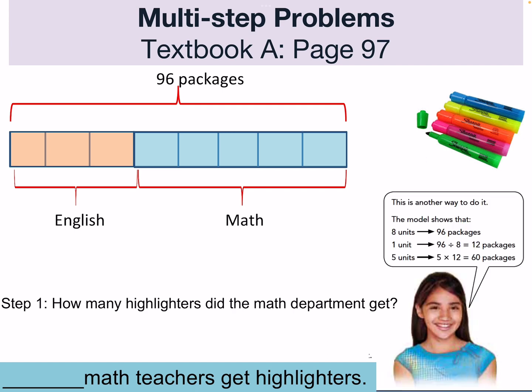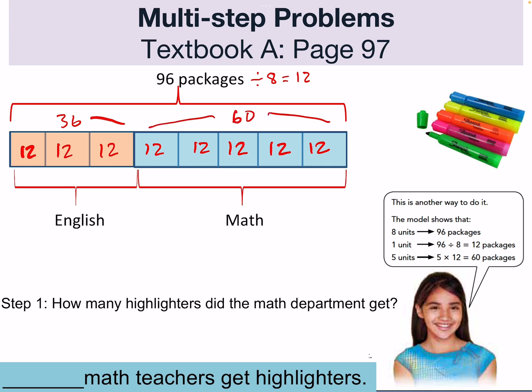There's another way to actually work this. And this is to say, you know what? Here we have 96 packages and there are 8 units. So I'm going to divide 96 by 8 and I'm going to get 12. So if I have 12 in each unit, then I should have 36 here and 60 here.